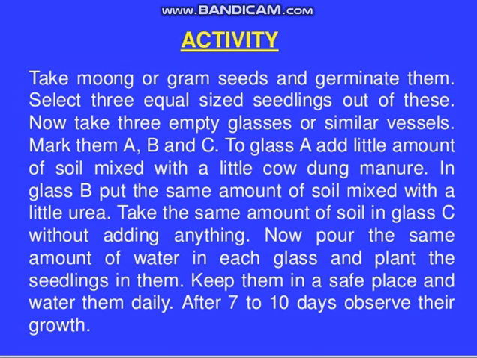To glass A, add a little amount of soil mixed with a little cow dung manure. In glass B, put the same amount of soil mixed with a little urea. Take the same amount of soil in glass C without adding anything. Now pour the same amount of water in each glass and plant the seedlings in them. Keep them in a safe place and water them daily. After 7 to 10 days, observe their growth.